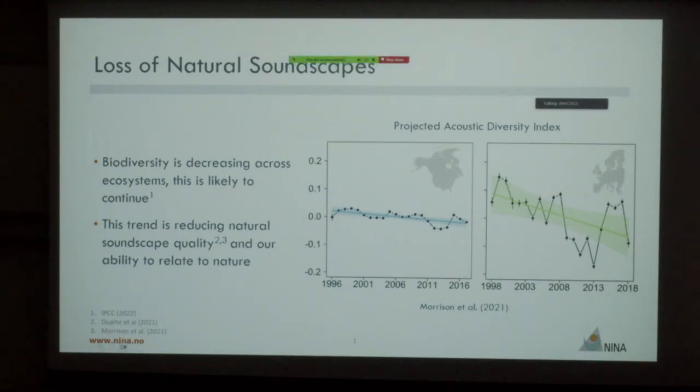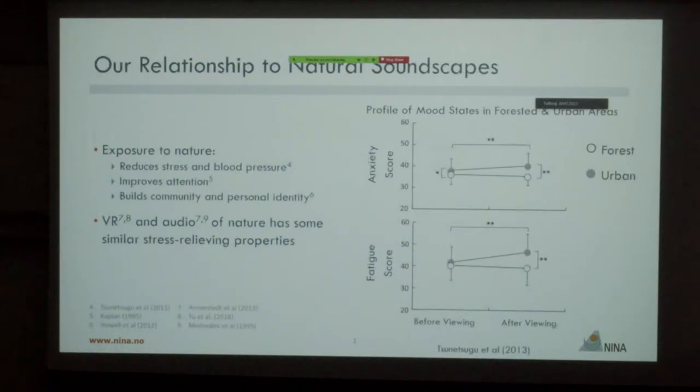And this plot shows, it's like a Nature paper that went through historical bird surveys and then generated soundscapes based on the number of birds historically that they saw. And both in Europe and America, there are decreases in acoustic diversity and acoustic complexity. So exposure and immersion in nature, many, many studies show that it reduces stress and blood pressure and improves attention.